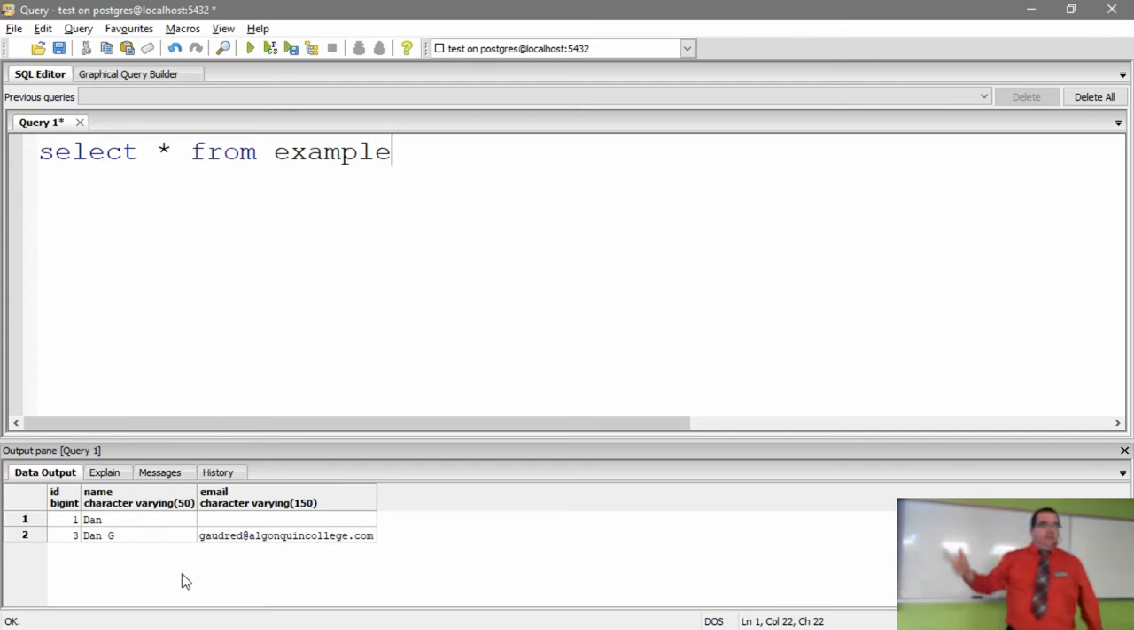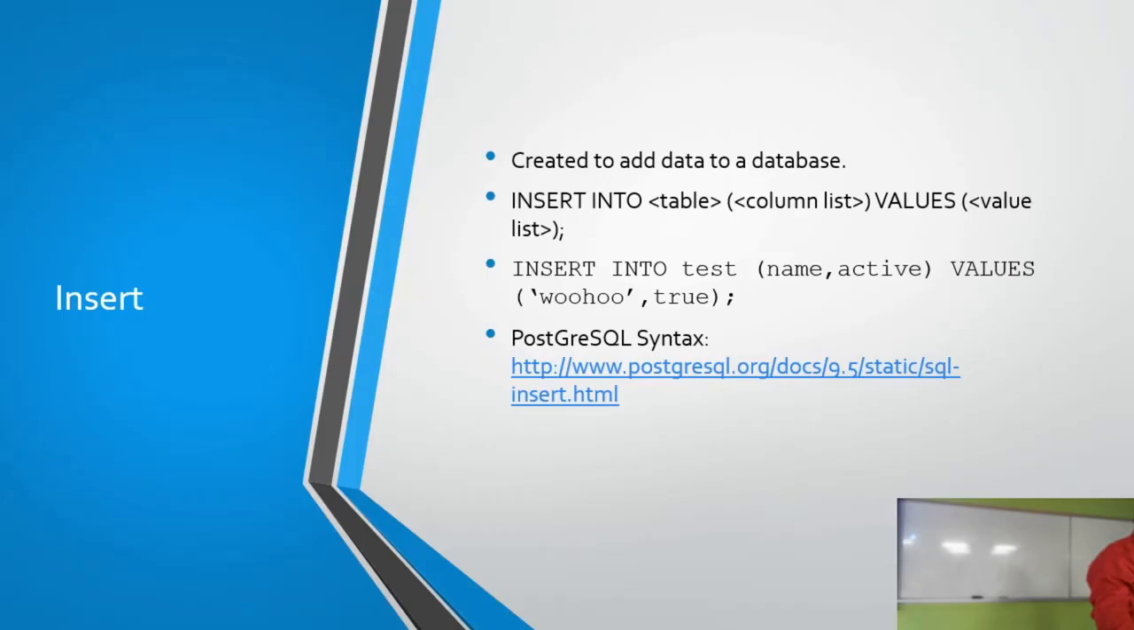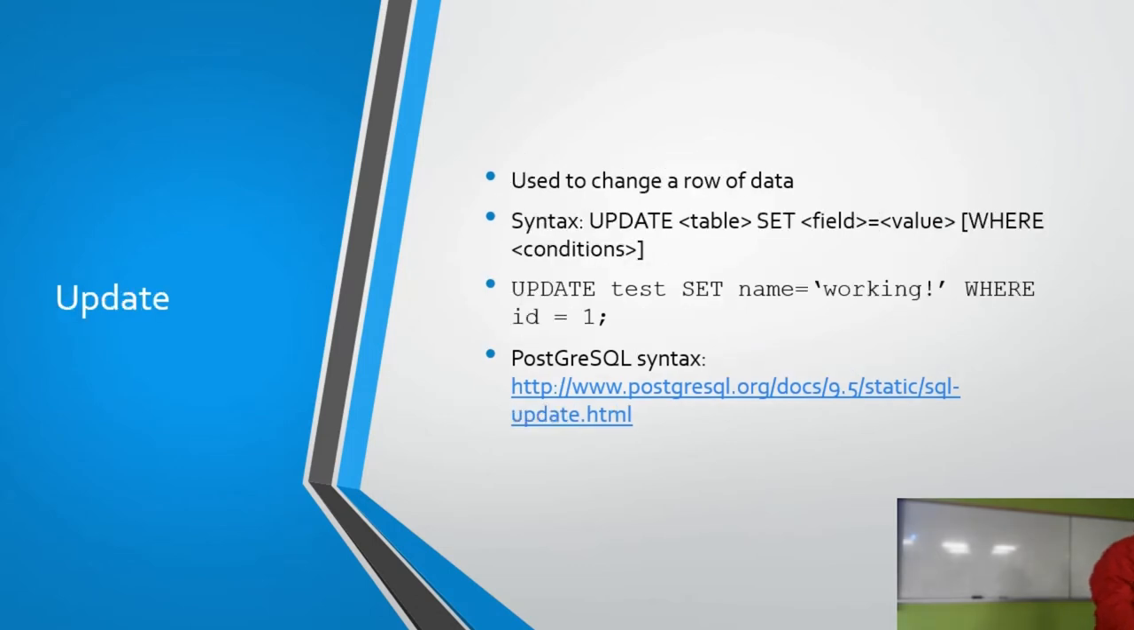Now, the next command is update. Update is used to change the data in a field. And the syntax is update, whatever the table is, set field equals value, and you can do more than one field at once, and you just use a comma to separate them. So, you know, field equals value, comma, field equals value, comma. And then at the end, you see this thing called a where condition.